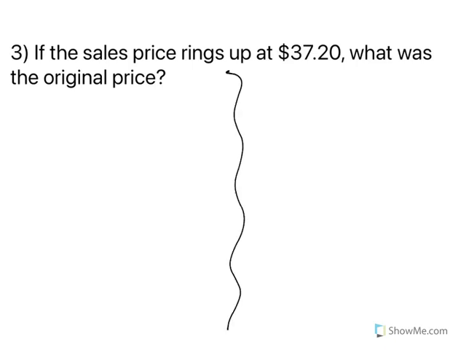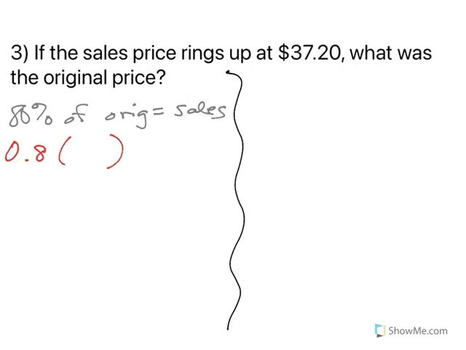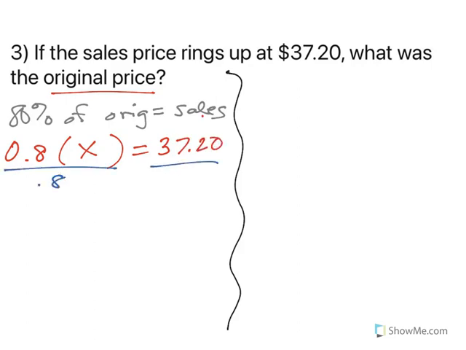So we're going to do the same kind of item here. And first we're going to say, okay, 80% of the original is the sales price. Well, what do we know? 80% is 0.8. Of means to multiply. We do not know the original price, so we'll call that X, equals the sales price of $37.20. So to get the variable by itself, we're going to divide both sides by 0.8, and we get an original price of $46.50.